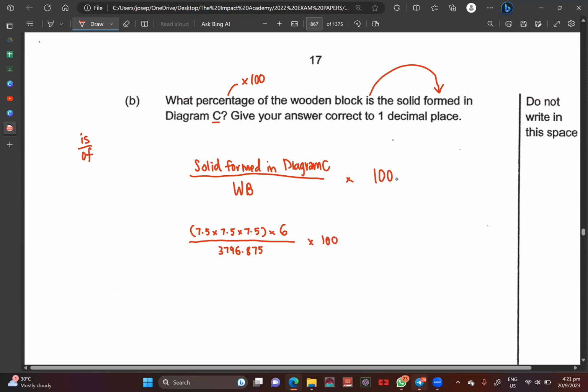Now when you do this, let's do the solid form in diagram C first. We get 2531.25 over 3796.875, and when we times 100, we'll get an answer of 66.6666%. But the question wants us to round off to one decimal place, so it will be 66.7%, and this is your answer for this question.